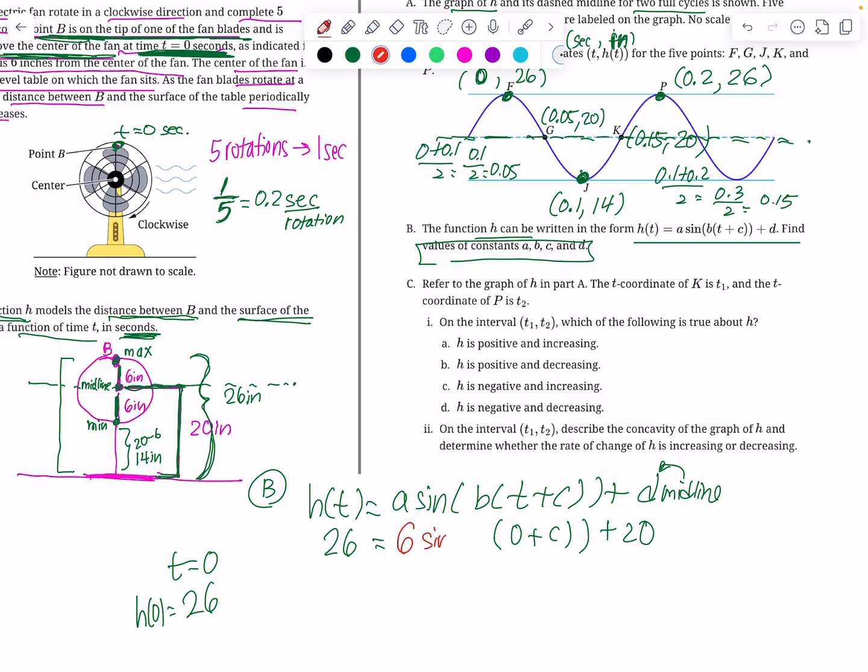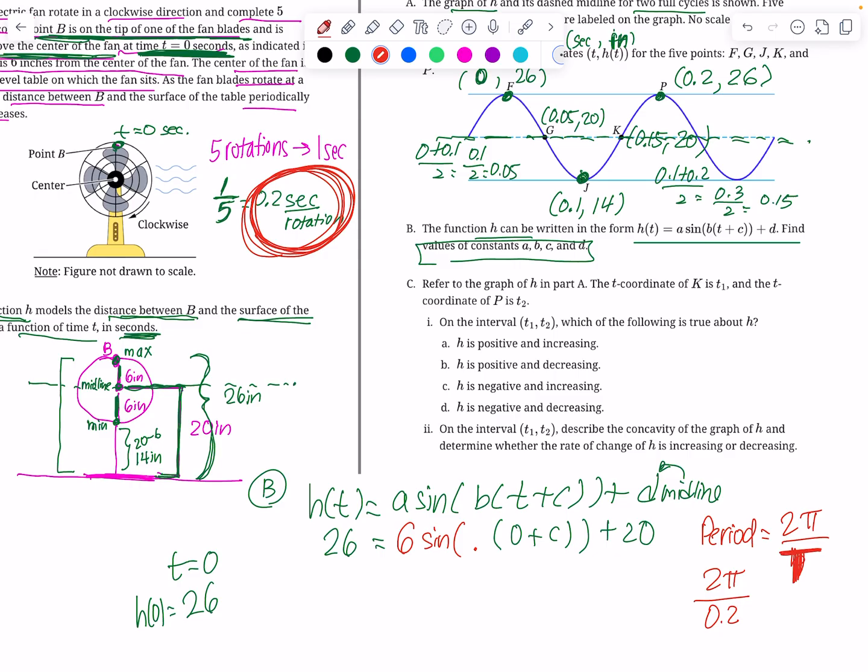Then I write down sine. Now, what would be the B? So remember, anytime we're dealing with period, period is 2 pi over b. Okay? Now, what was the second per rotation? It was 0.2. So I'm going to do 2 pi over 0.2. You know what? I'm going to change this to t because I don't want to get confused.